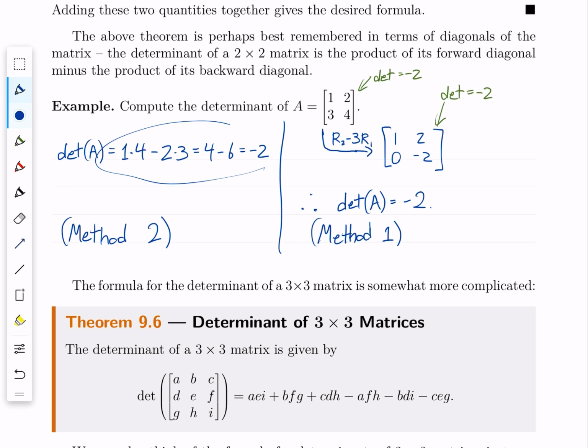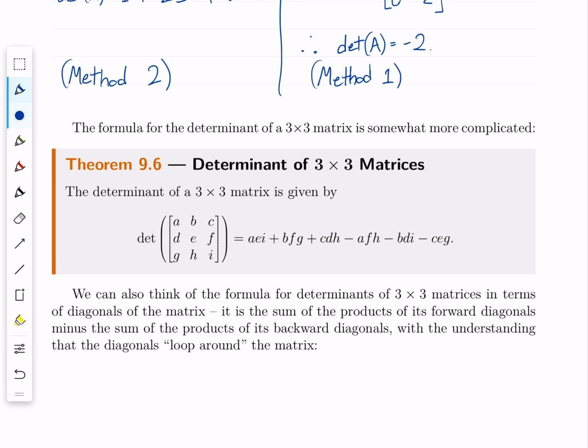If you can remember the formula, great, it makes it fairly quick and easy. But if you can't, this method based on Gaussian elimination has the advantage of being very quick for larger matrices, and it does work no matter what the size of the matrix is. This explicit formula that we just went through only works for 2x2 matrices. Well, it turns out that there are explicit formulas for larger matrices, though. So let's go through the 3x3 case.